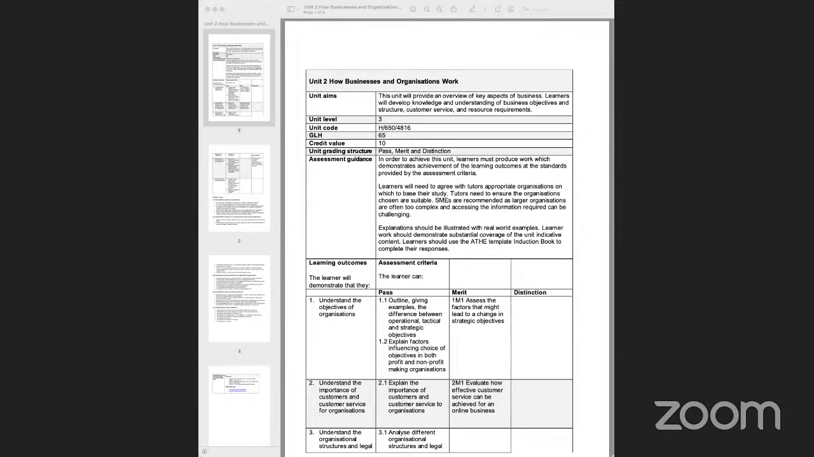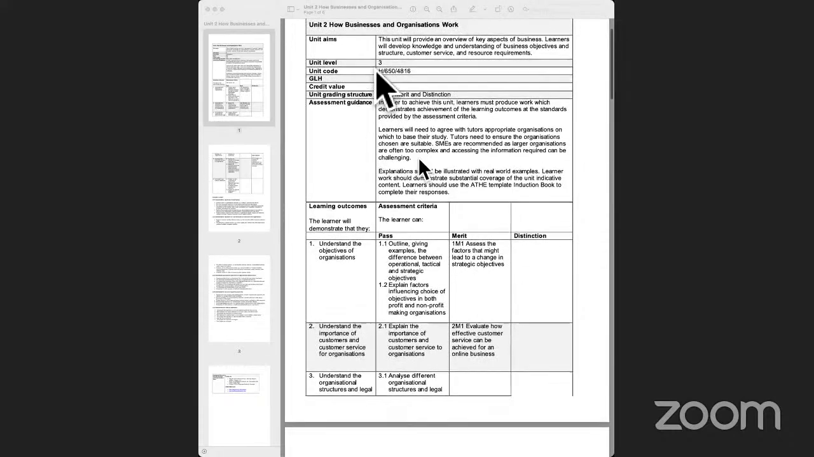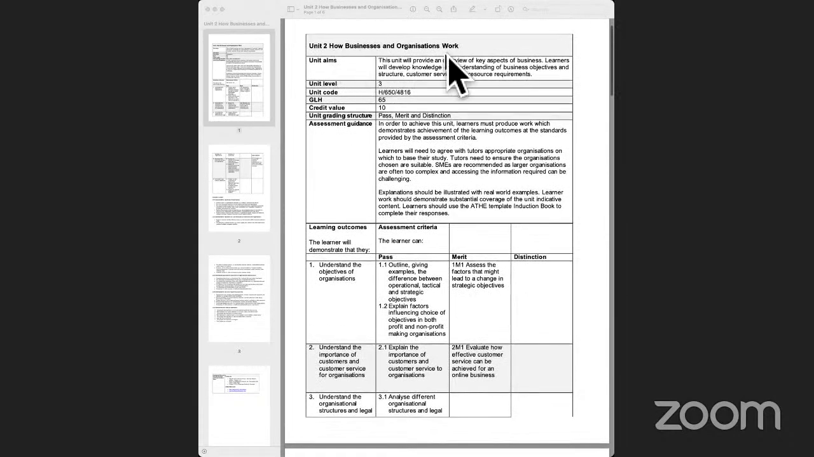So we are looking at starting a new unit, which is Unit 2 in the Level 3 Diploma in Business. We are going to cover this unit in about 6 sessions. There are 5 learning outcomes. What you see on your screen right now is the unit specification for how businesses and organizations work. It's a 10 credit unit, and it's a graded unit, so you can achieve pass, merit, and distinction.